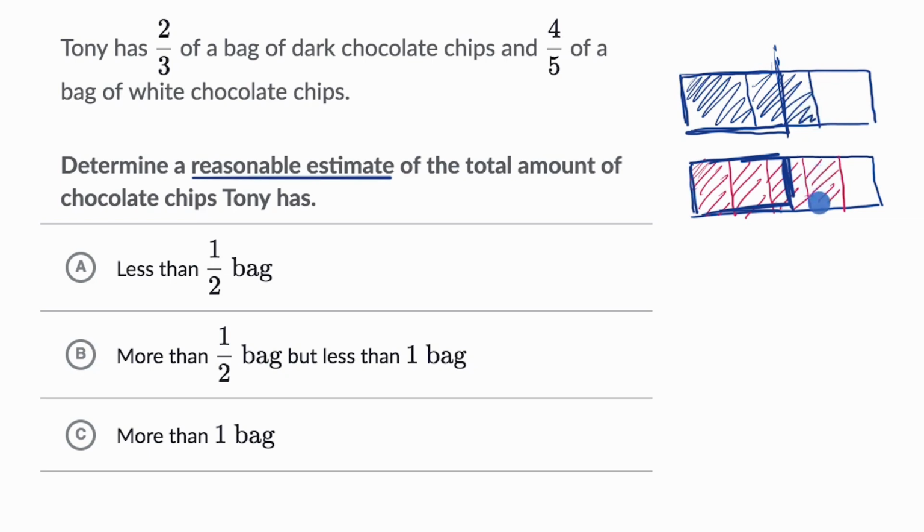And if you have 2 halves of something, that would be a whole. So if you have 2 things that are more than a half, if you add them together, you're going to have more than a bag of chocolate chips. So I like this choice right over here.